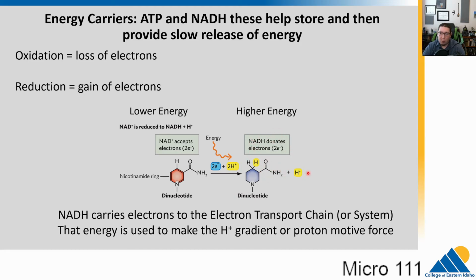And this can transport those electrons and give them to a process called the electron transport chain. This electron transport chain, also called the electron transport system, is the energy that makes this hydrogen ion gradient, or the proton motive force. We talked a bit about it previously, but we'll see it again. So this is taking electrons from the food molecules, storing it temporarily, and then helping use it to make this gradient. This gradient is going to produce lots of ATP, which is a more stable energy storage molecule than this NADH.